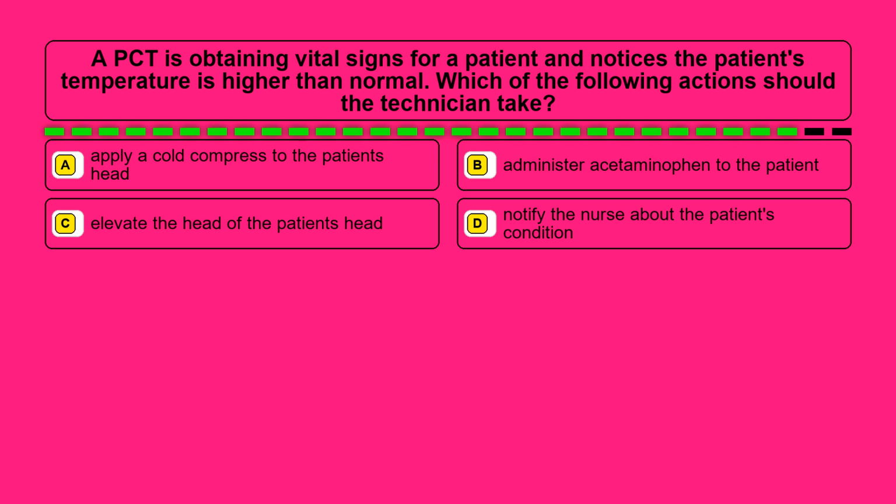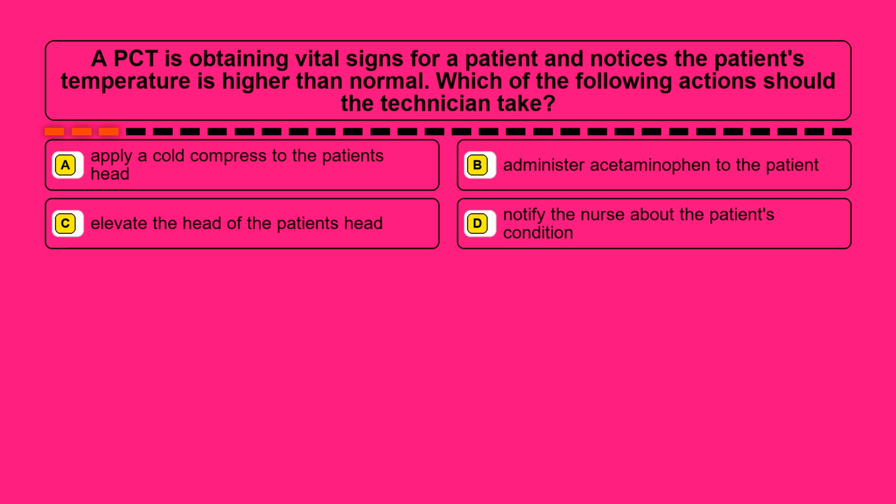Question 64. A PCT is obtaining vital signs for a patient and notices the patient's temperature is higher than normal. Which of the following actions should the technician take? Option A, apply a cold compress to the patient's head. Option B, administer acetaminophen to the patient. Option C, elevate the head of the patient's bed. Option D, notify the nurse about the patient's condition.